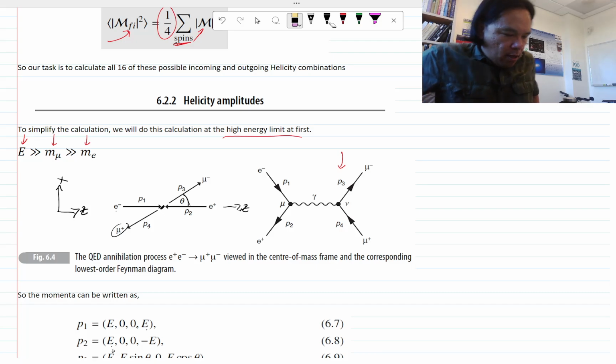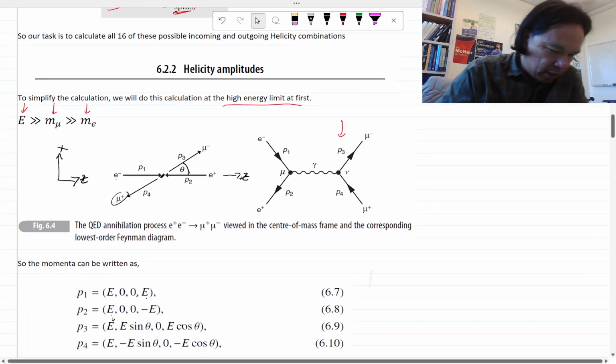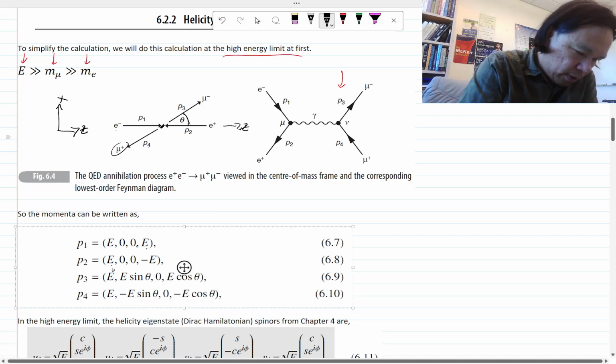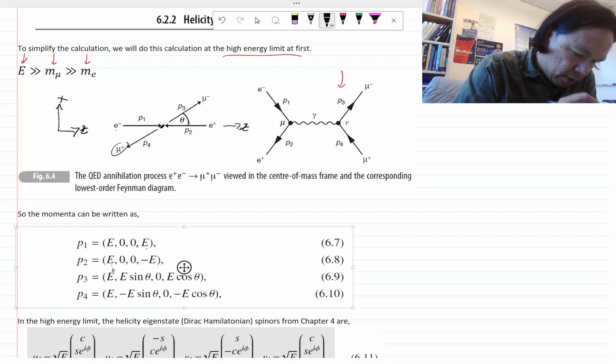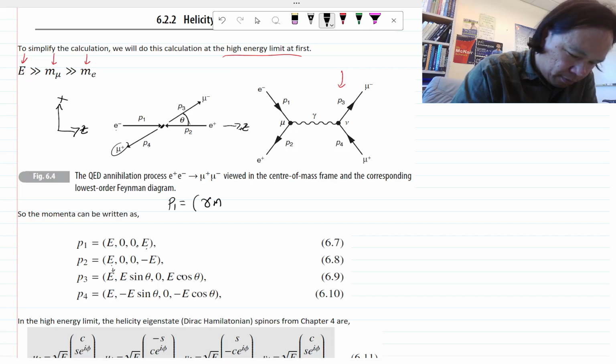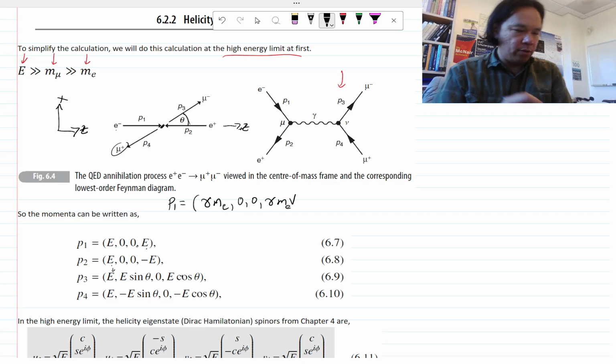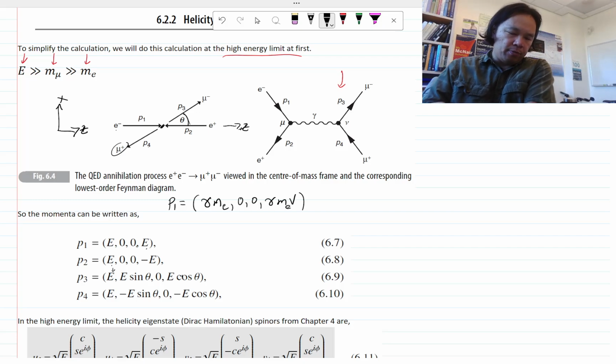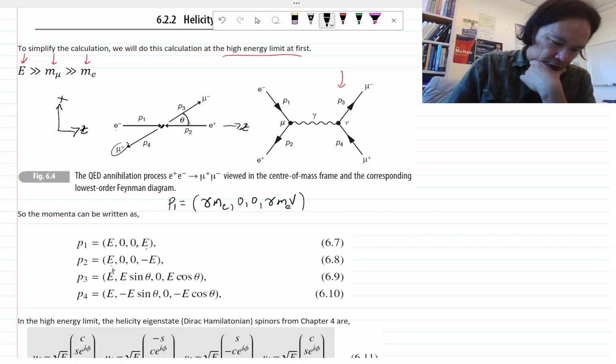Okay. All right. So now let's write these four momenta. P1 is pretty easy. Let's just write this out first. P in general is going to be gamma m of the electron, 0, 0, gamma m v of the electron. So those are the general momenta if you were traveling in the z direction.